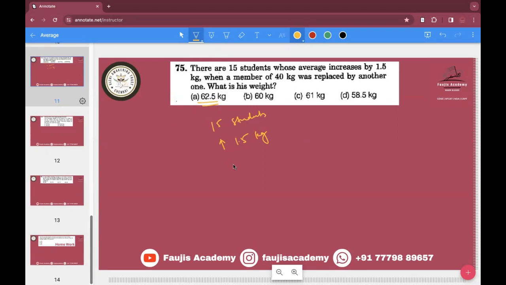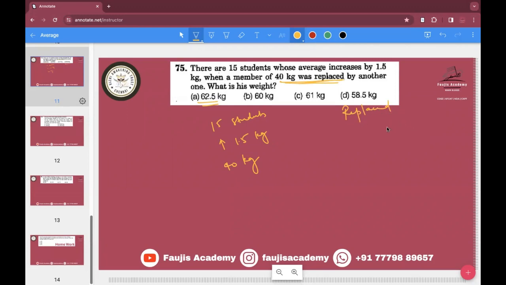So we have some data. The member that was gone was of 40 kg. 15 students were there, whose average weight increases by 1.5 kg when a member of 40 kg was replaced. This term is important: replaced.